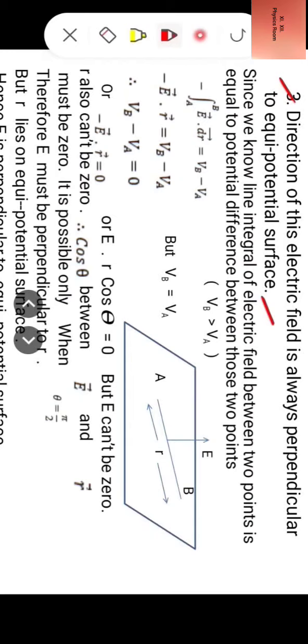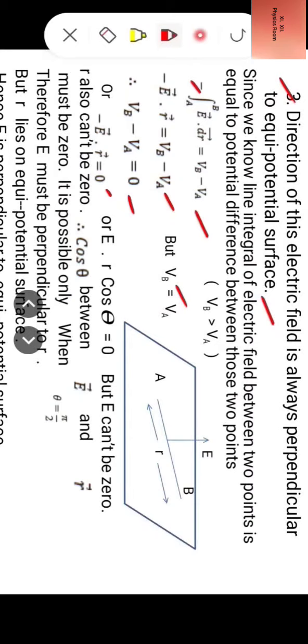Since we know the line integral of electric field between two points is equal to the potential difference between those two points, mathematically expressed as minus integral a to b E dot dr is equal to Vb minus Va, because Vb is more than Va, so we take the difference as Vb minus Va. Or minus E dot r is equal to Vb minus Va. But Vb is equal to Va on an equipotential surface. Therefore, Vb minus Va is 0. Or minus E dot r is equal to 0.